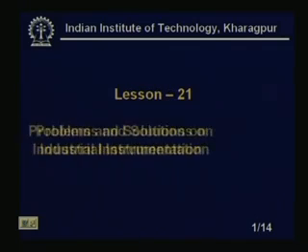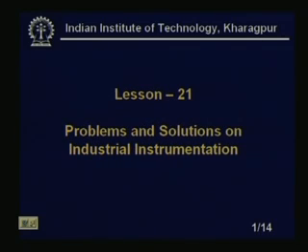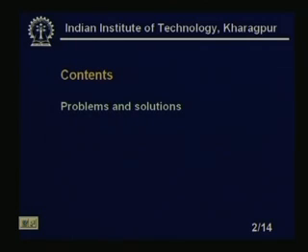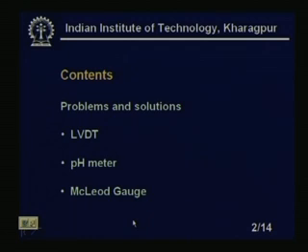So, we will particularly solve in this lesson the problems on the LVDT, pH probe and McLeod gauge. As you know, the McLeod gauge is used for low pressure measurements, the pH probe is used for pH measurements, and LVDT we have already covered. So, we will solve different types of problems of LVDT. Let us look at the contents of this lesson. These are problems and solutions on industrial instrumentation. The contents are the problems and solutions on LVDT, linear variable differential transformer, pH meter as well as McLeod gauge.